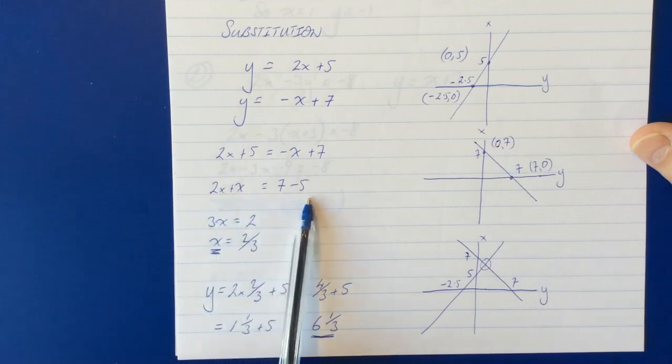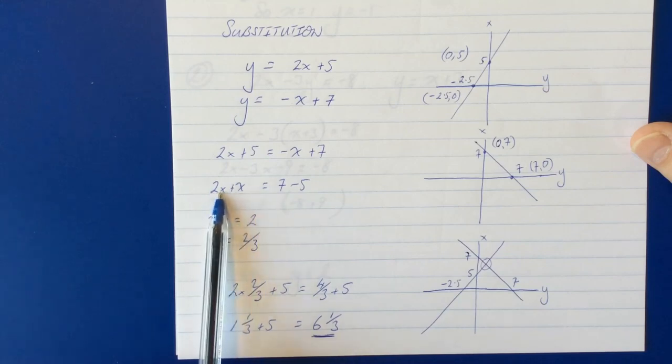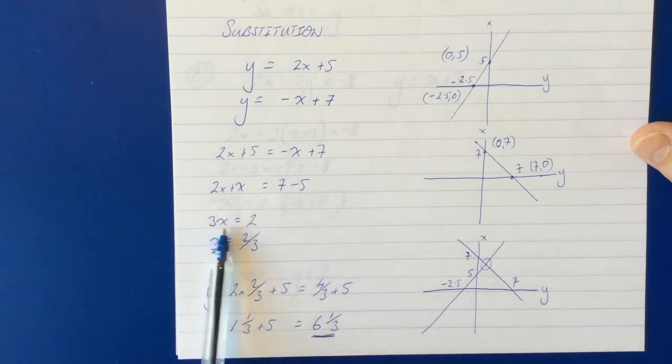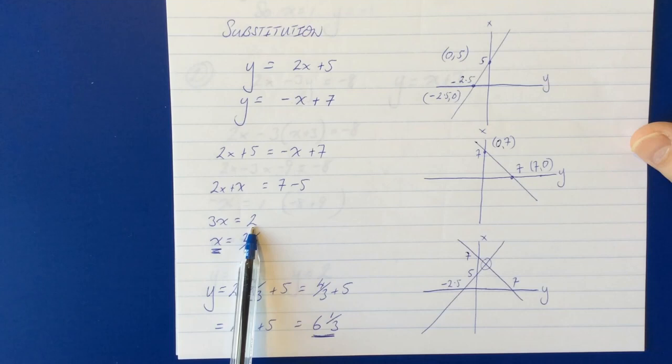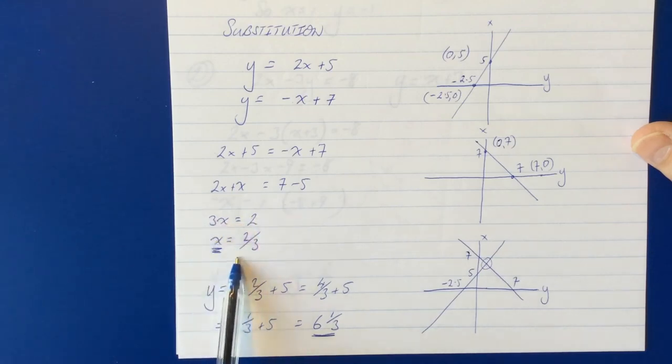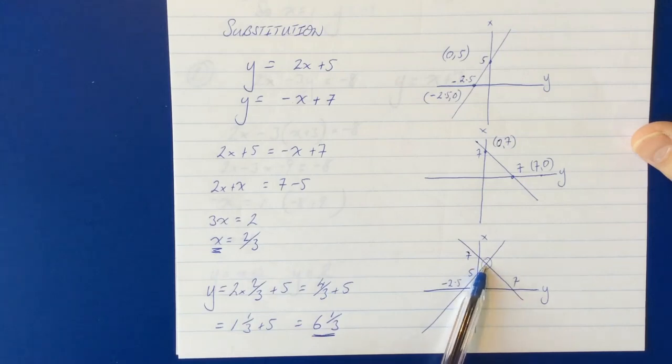And then we go to work rearranging. We gather the x's on one side and the numbers on the other. So we wind up with 3x is equal to 7 minus 5, which is 2, and therefore x is 2 over 3. 2 divided by 3 leaves x on its own. What that's done is it's given us the x-coordinate of the point at which these two graphs intersect. Right, that's the first point.